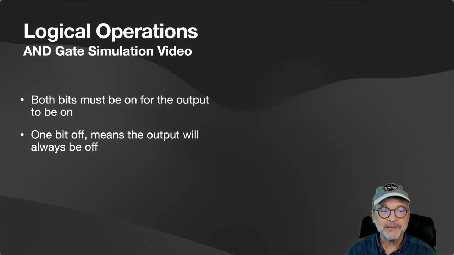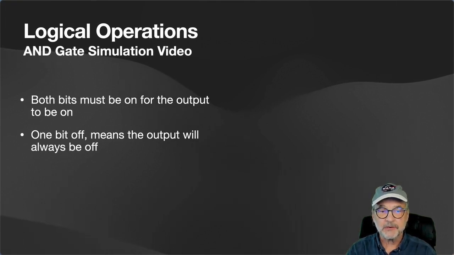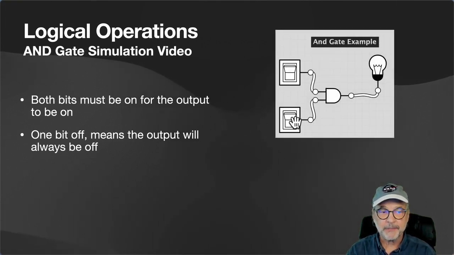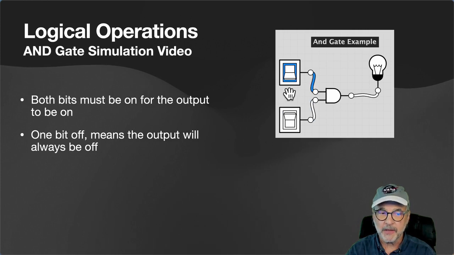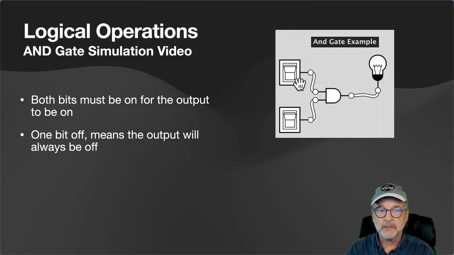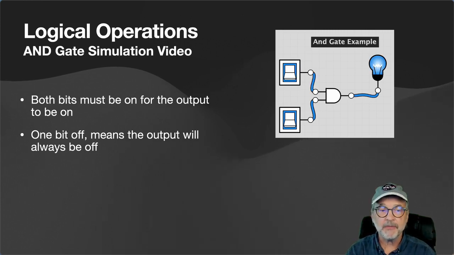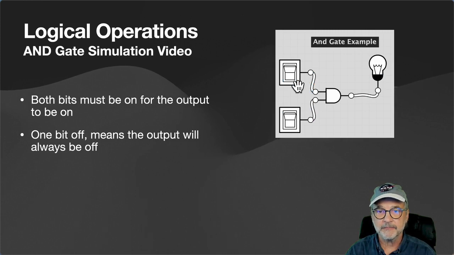So let's take a look at this little example video, and you'll see that I turn on the bottom bit, nothing happens on the output. I turn on the top bit with the bottom off, nothing happens. But as soon as I turn them both on, the output bit is turned on. So very, very simple. All the bits must be turned on for the output to be turned on.